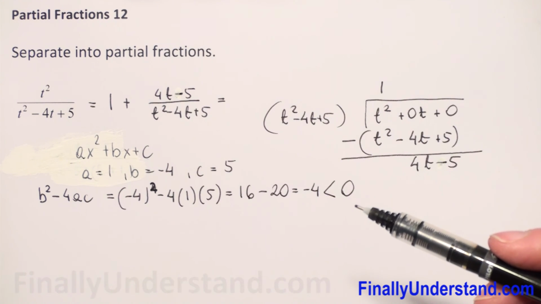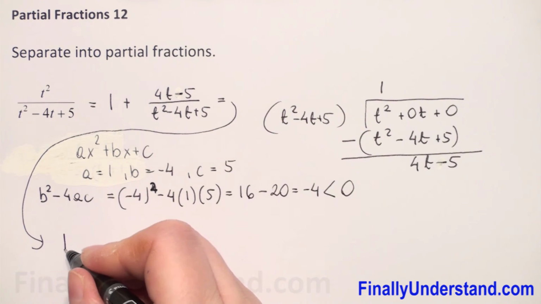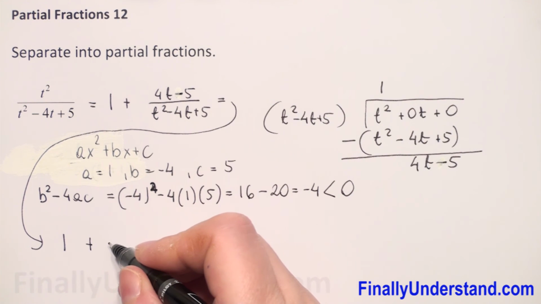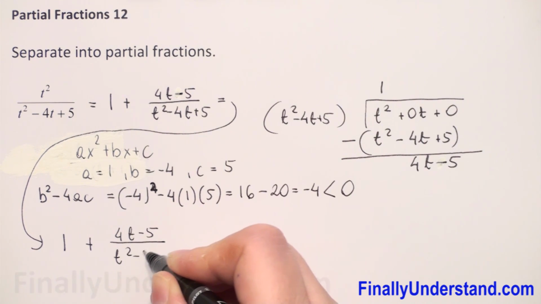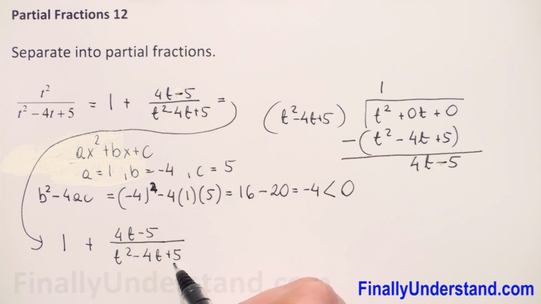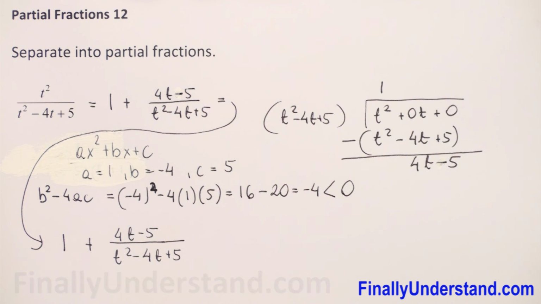So we can rewrite that this is equal to, we have to copy 1, and let me write this one more time, 1 plus (4t minus 5) over (t squared minus 4t plus 5). Because we cannot factorize our denominator, it means that this is the partial fraction of our original fraction. And this is my solution. We cannot do anything more here.